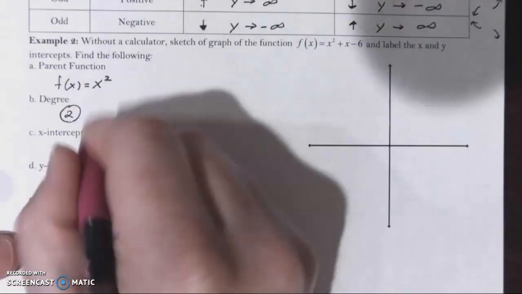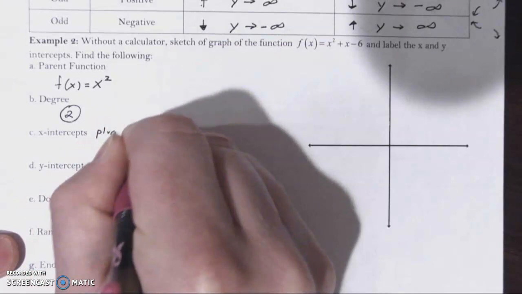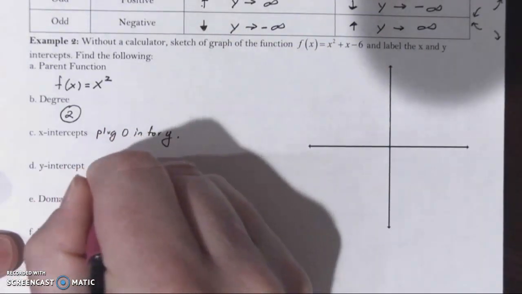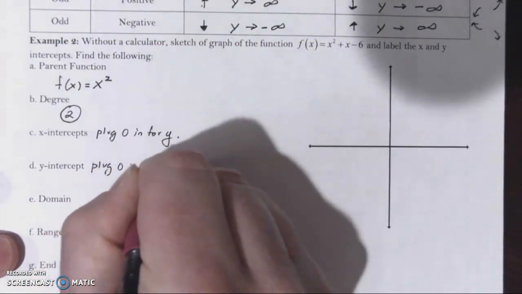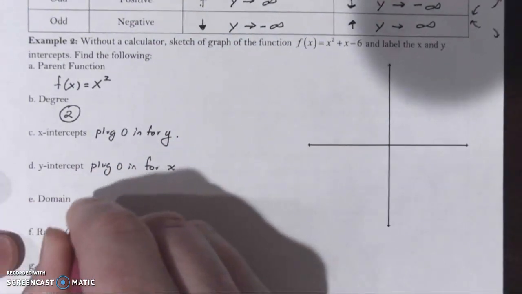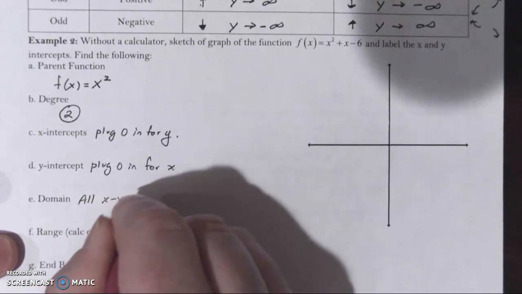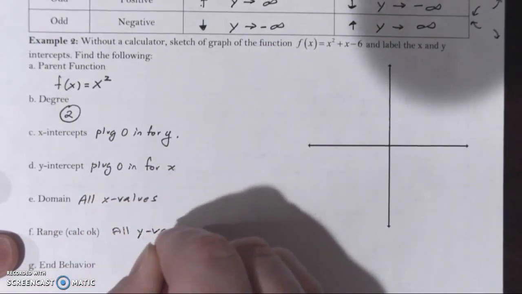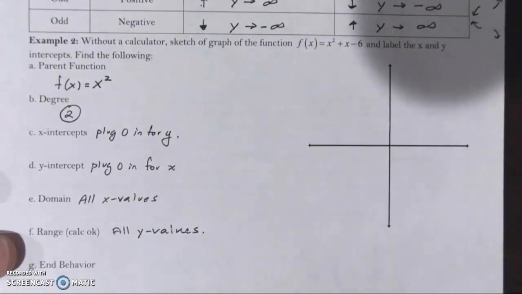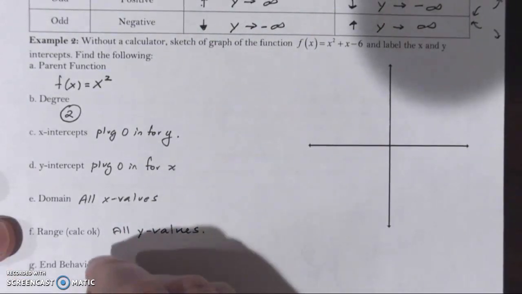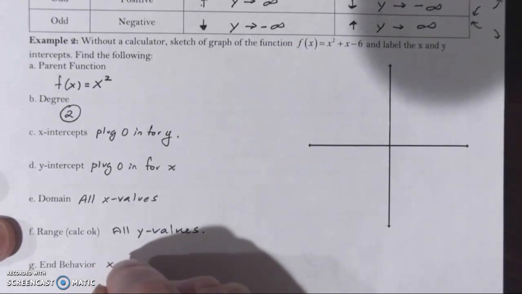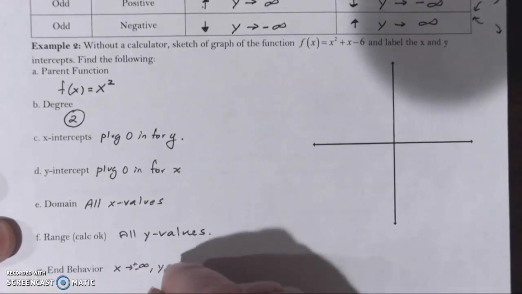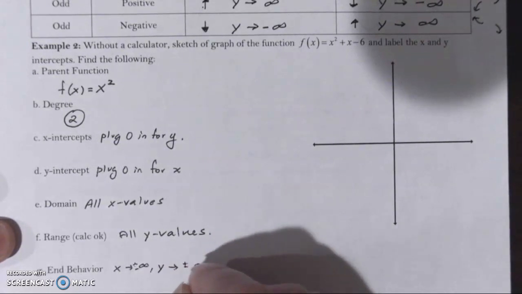How do we find an x-intercept? Plug 0 in for y. How do we find a y-intercept? Plug 0 in for x. What's the domain? All x values. What's the range? All y values in interval notation, please. End behavior. And that's x approaching infinity or negative infinity. What is y doing?